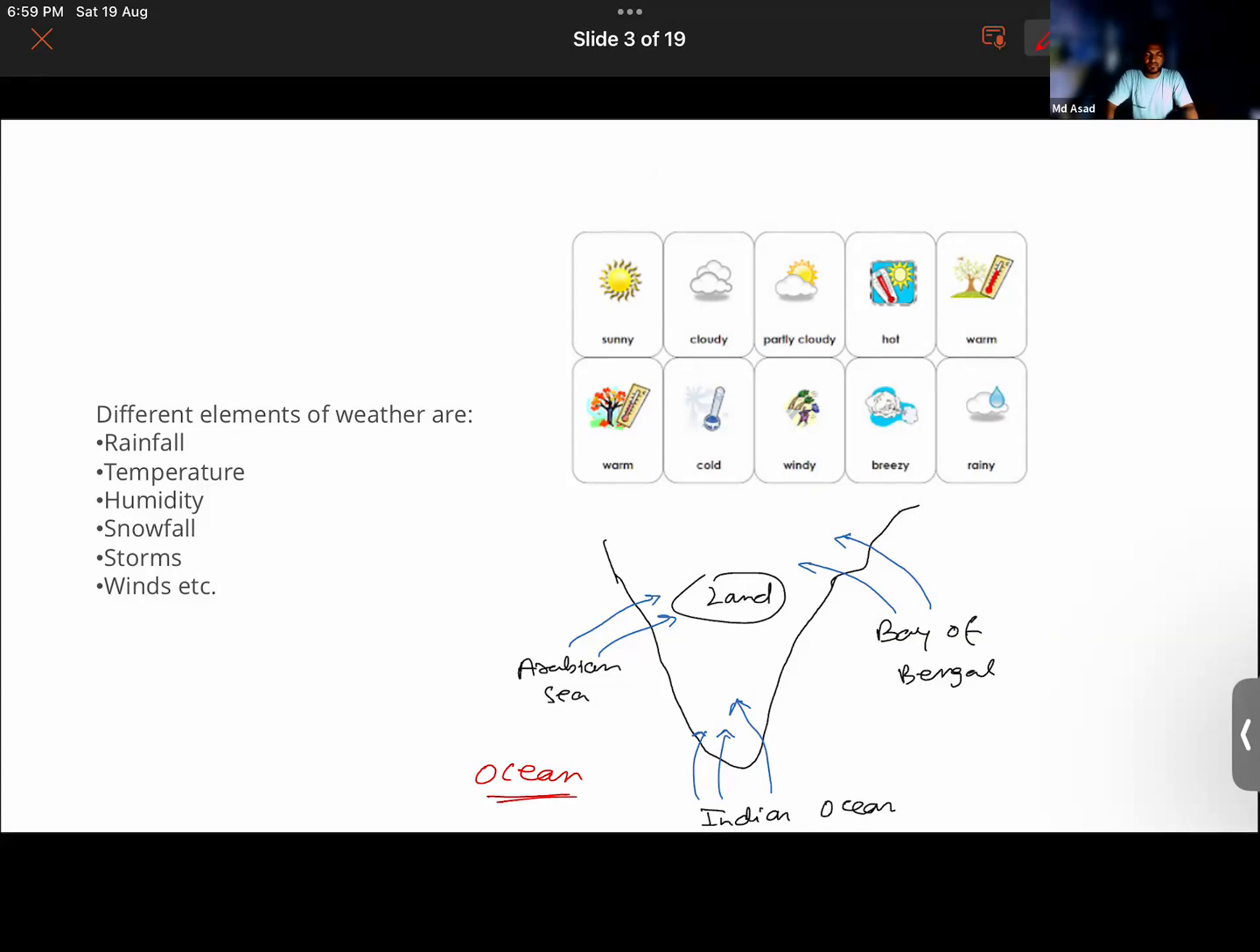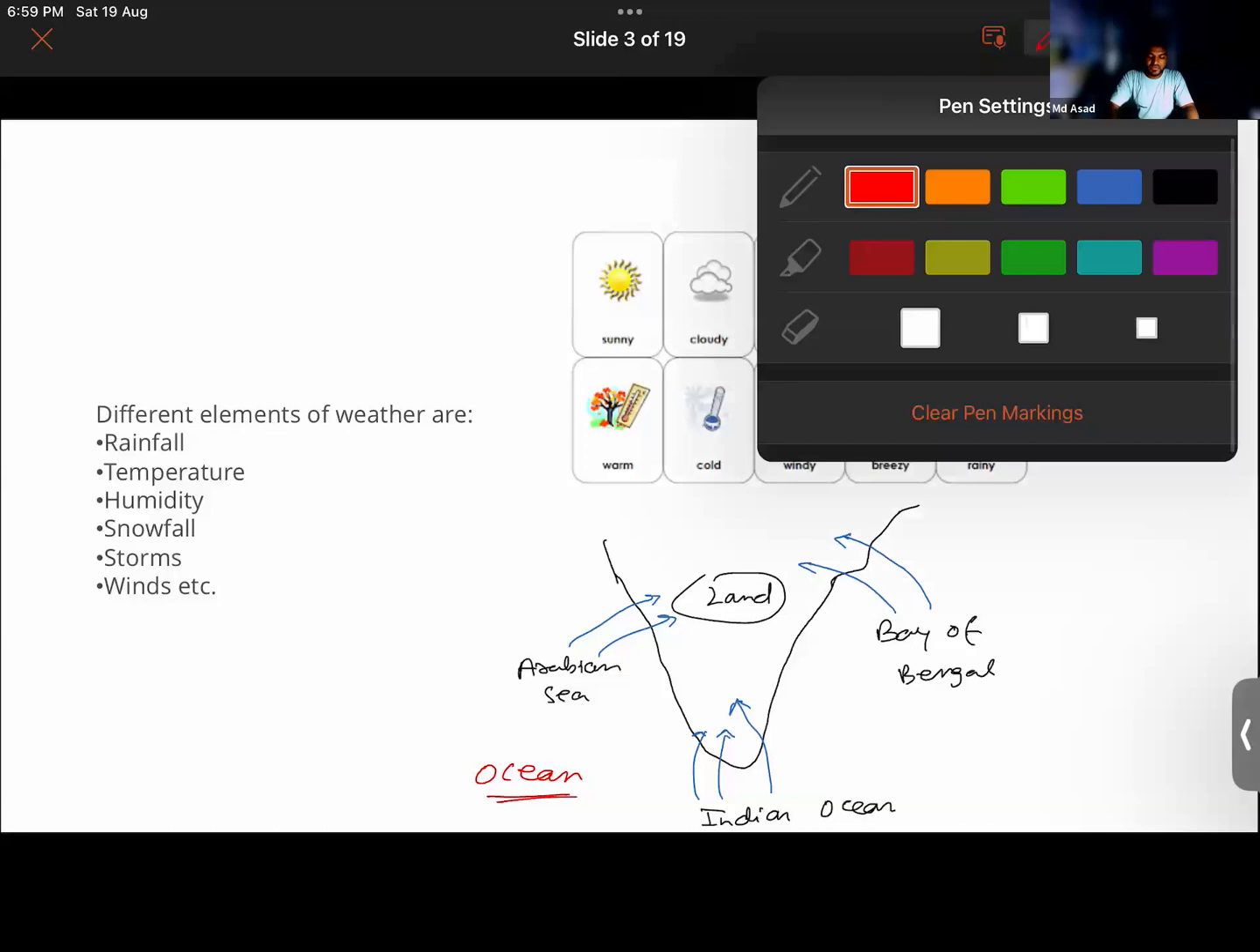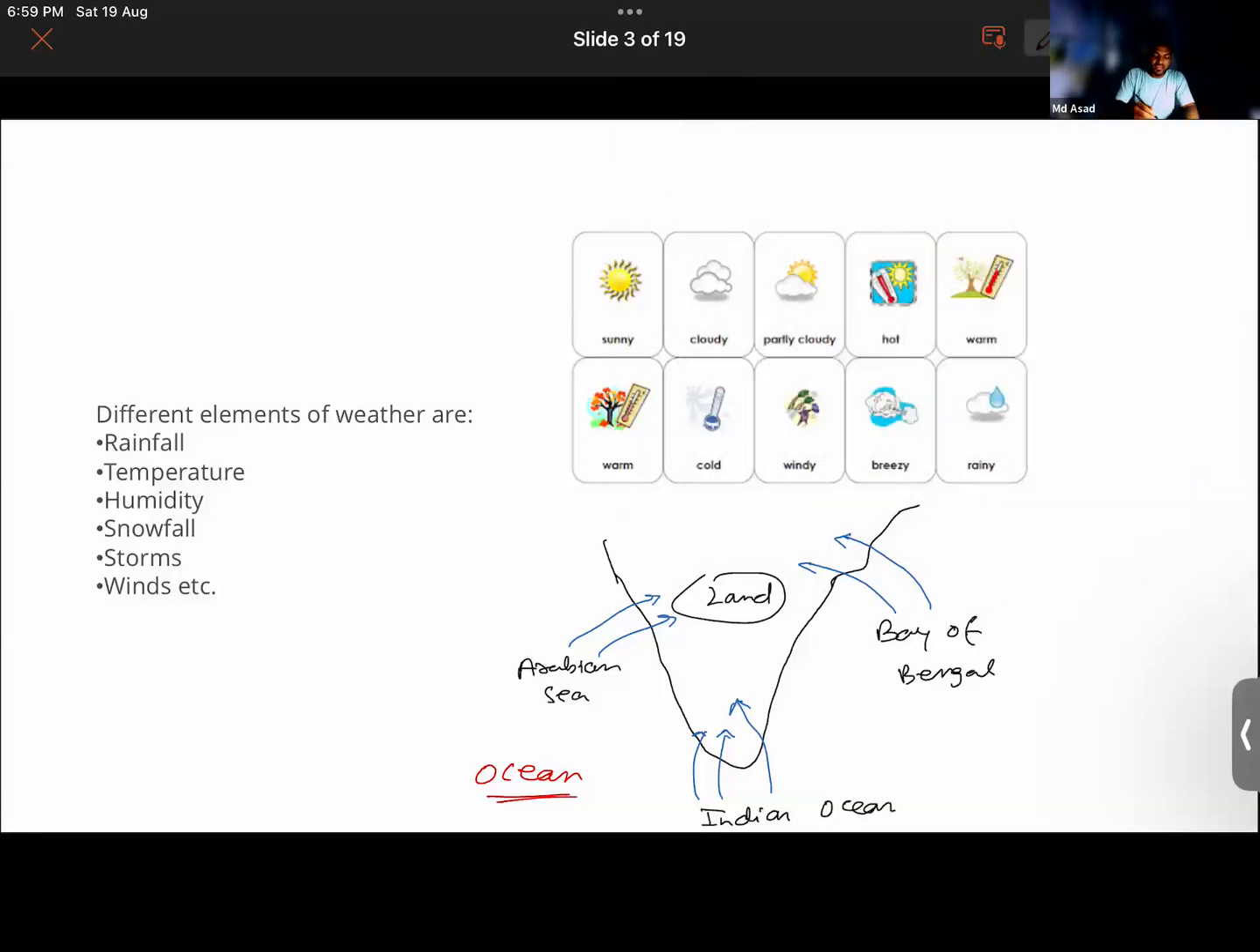Now, talking about the pressure difference, how is it generated? The simple concept is that the air will move from lower temperature to higher temperature. The air molecules will move from lower temperature to higher temperature. Getting it? So land breeze and sea breeze, you guys must have studied about this.